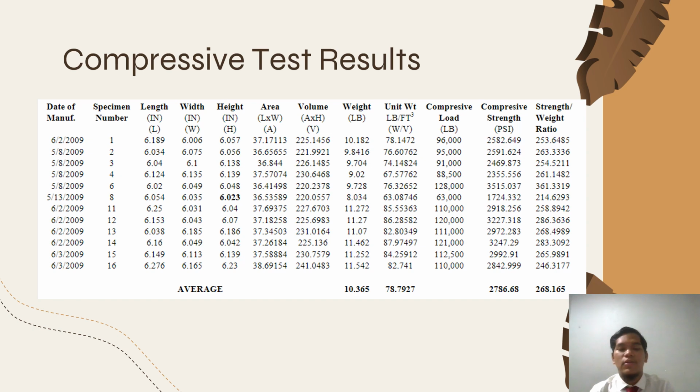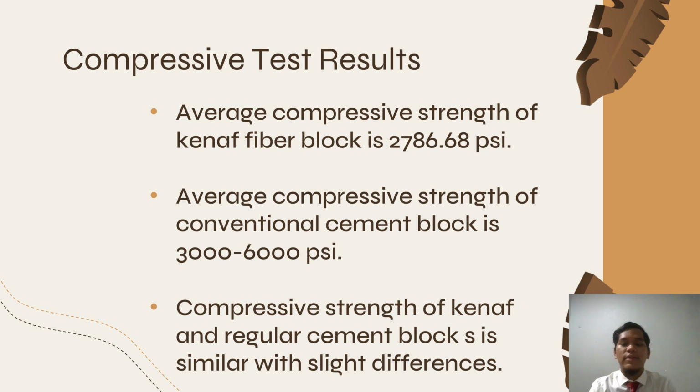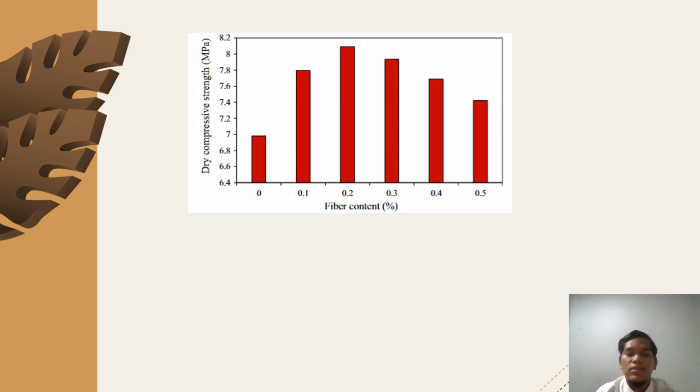So this is the table of the results of the compressive test on KENAF block. From the table, you can see that the average compressive strength of KENAF fiber block is 2786.68 psi. The average compressive strength of conventional cement block is around 3000 to 6000 psi. So we can say that the compressive strength of KENAF and regular cement block is similar, with only a slight difference.